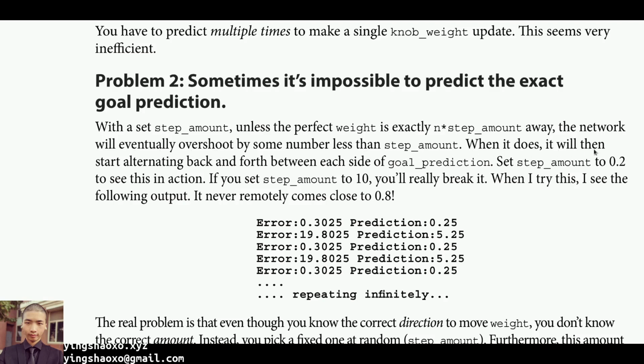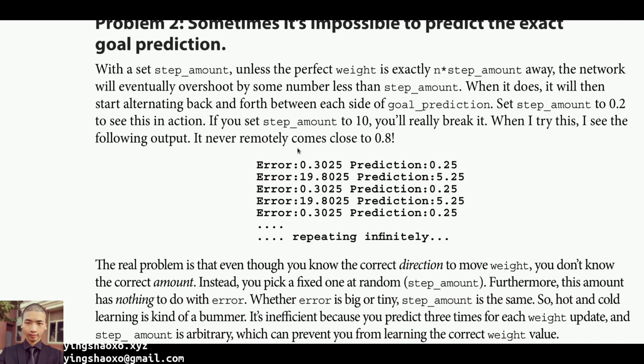When it does, it will then start alternating back and forth between each side of the goal prediction, or the target value. Set the step amount to 0.2 to see this in action. If you set the step amount to 10, you'll really break it. When I try this, I see the following output. It never remotely comes close to 0.8.